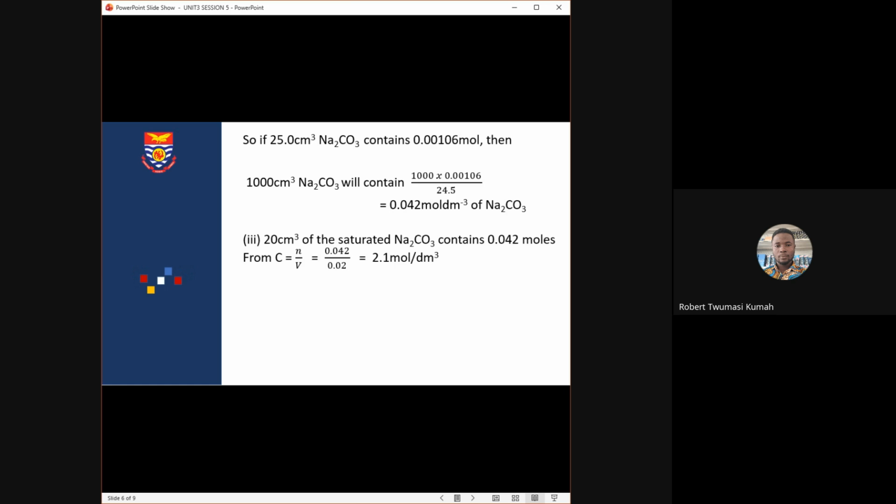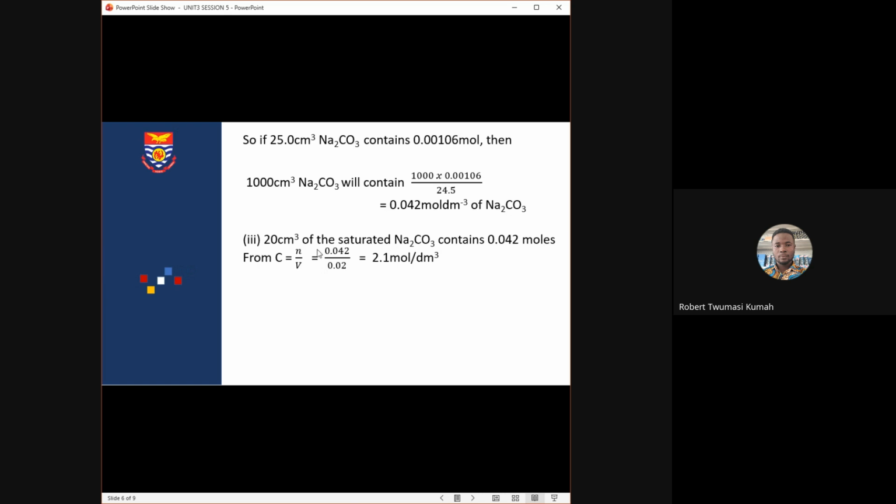So to be able to find the solubility, we can say that 20 cubic centimeters of the saturated solution contains this 0.042, because it was the 20 that was diluted. There was no new addition. 20 was diluted to 1,000, so the same number of moles. So what it means is that the number of moles of the sodium carbonate in the 20 is also 0.042 moles.